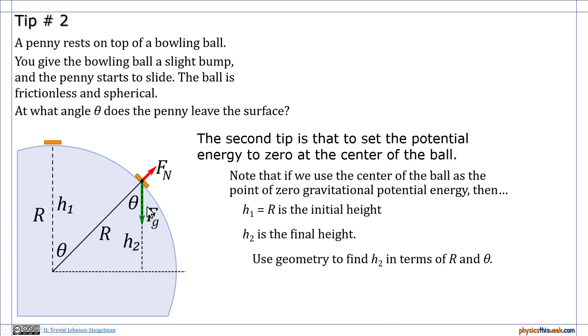I've given you a little bit of an extra hint here in the sense that this angle is also equal to theta. On most diagrams that you see with this problem, you don't have this second one there.